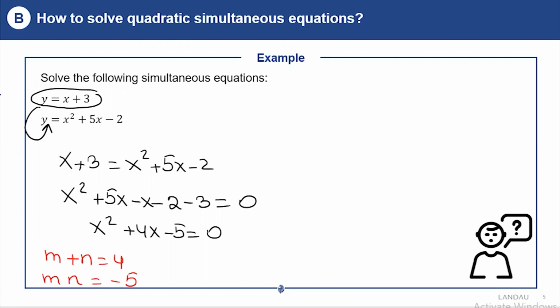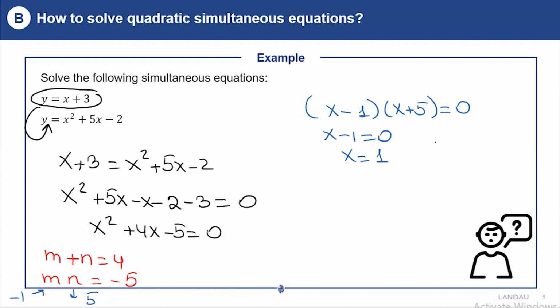And if we want to find m and n, for example, we can plug negative 1 and 5 instead of m and n, because the sum of them will be 4 and the product of them will be negative 5. So let's write x minus 1 multiplied by x plus 5 equals 0. If we want to find both x one by one, we will write x minus 1 equals 0, x equals 1, and x plus 5 equals 0, x equals negative 5.